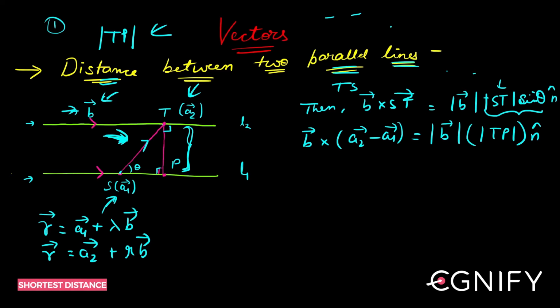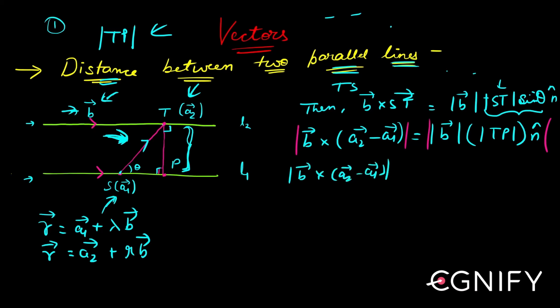Now what I'll do is, I will take modulus on both sides. So if I take modulus on this side and modulus on this side, what I will finally get is mod B cross A2 minus A1 is equals to, this is mod B into mod TP into mod n cap. Mod n cap, it's 1, right? What is this n cap?